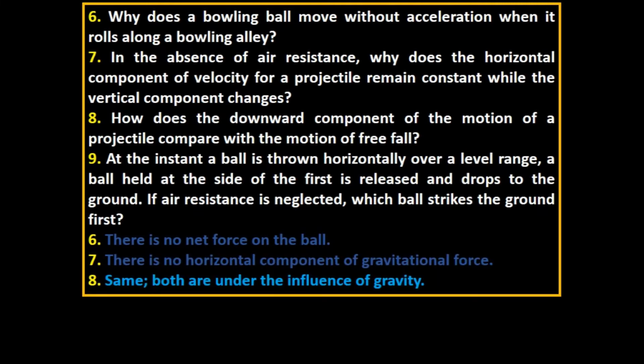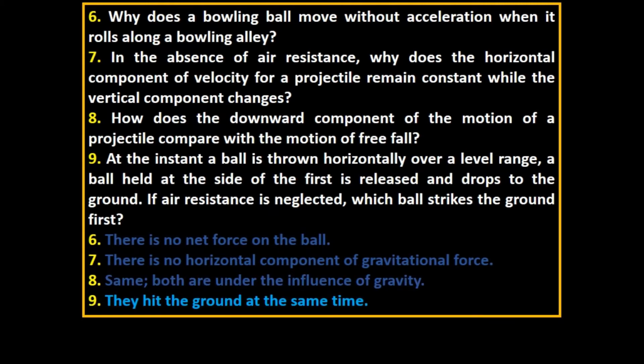At the instant a ball is thrown horizontally over a level range, a ball held at the side of the first is released and drops to the ground. If air resistance is neglected, which ball strikes the ground first? They both fall at the same rate because the vertical component is governed again by d equals 1/2 gt squared. V naught t cancels because it's starting from rest. So they hit the ground at the same time.